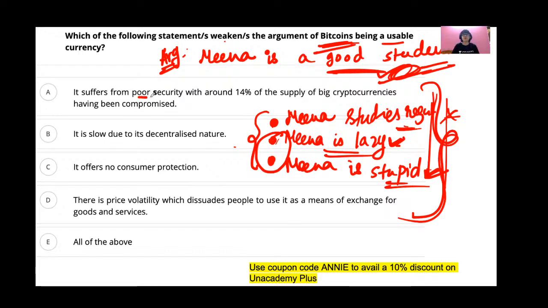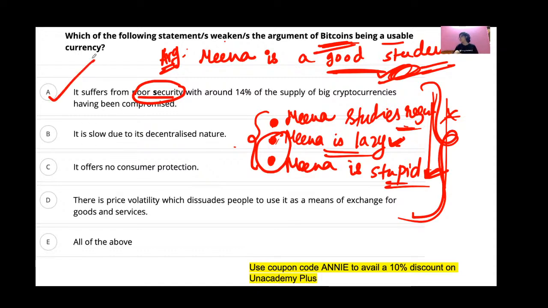It suffers from poor security, with around 14% of the supply of big cryptocurrencies having been compromised. If it has poor security, then will anybody want to use it? If I say that I'm giving you a credit card but there is no security, your account can get hacked, will you use that credit card? You will not. You won't like to lose your money by getting your account hacked, right? So that credit card becomes unusable. Similarly, if it suffers from poor security, it becomes unusable. So this is your right answer.